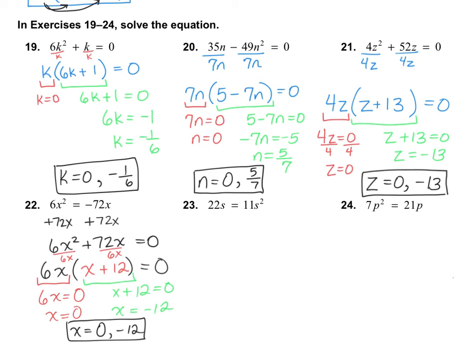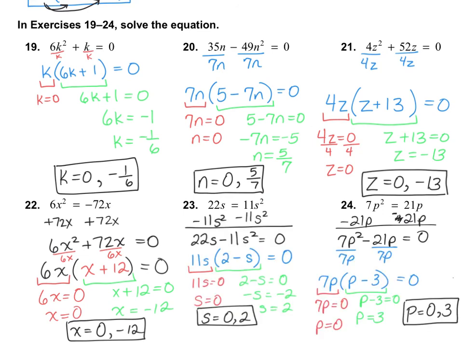Let's take a look at number 24. Once again, I have it not equaling 0, so I've got to move my 21p to the other side. Oops, by not adding it, we want to subtract it. So minus 21p. So that means that we have 7p squared minus 21p, and there's nothing left on the right side, so it's equal to 0. I would like for you to finish number 24 and do number 23 on your own. Okay, pause the video and see how you did. If you had any mistakes, see if you can find them.